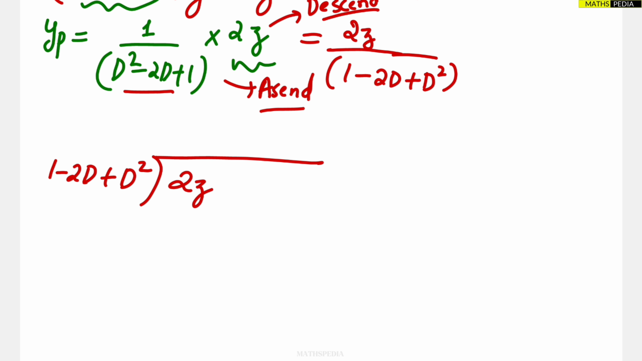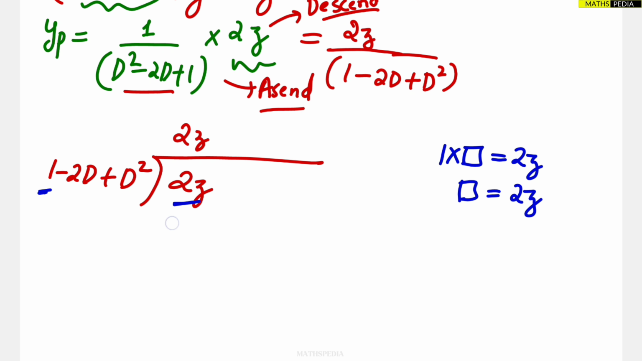So here 2z is the first term inside the bracket, and 1 is the first term outside the bracket. So 1 into what will give you 2z? 1 into 2z gives 2z. Simple. Next, but this is not over. We have multiplied 1 with 2z and got 2z, but we have to multiply minus 2D as well as D square with 2z and write the answer over here.